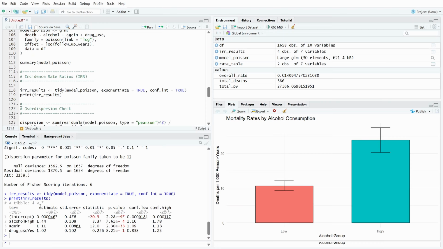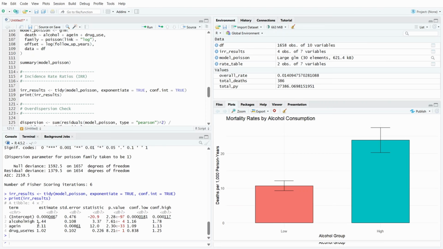All right, now we're looking at the same model results, but expressed as incidence rate ratios, or IRRs, which makes interpretation much more intuitive. Starting with the intercept, the IRR is an extremely small number, about 0.000047, with a tight confidence interval. Just like before, this reflects the baseline death rate when all predictors are at their reference values. It's not something we usually interpret substantively, but it anchors the model.